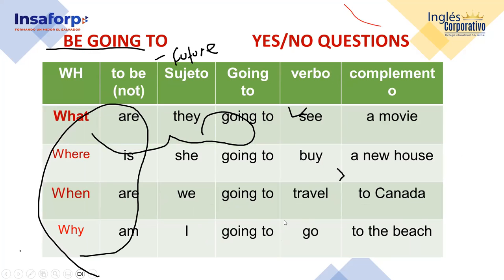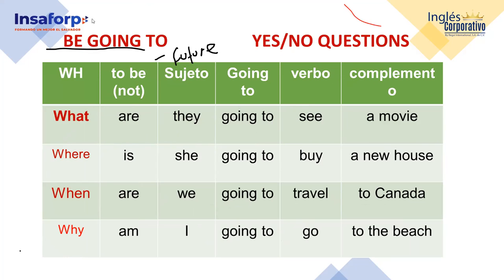And these are the WH questions. We have here the difference with the yes, no question is that we start with the W, right? We can say what, where, when, how, who, which, right? Any of them can be the WH part. And then we continue with the same, with the verb to be, the subject, and the auxiliary going to, plus verb, and then the complement.